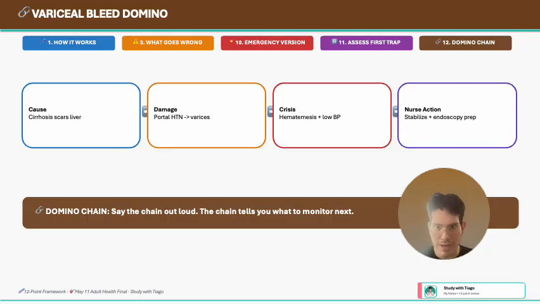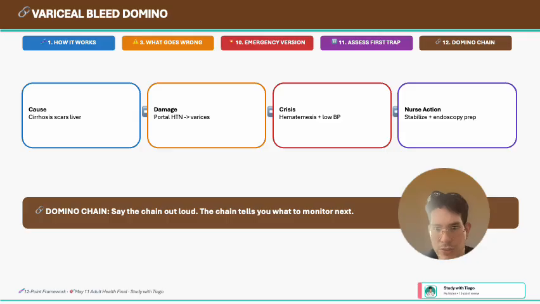The nursing response follows the chain. If the danger is bleeding and shock, I monitor airway, breathing, and circulation. I check vital signs, mental status, and blood loss. I prepare for IV access, labs, blood products, medications, and endoscopy as ordered.